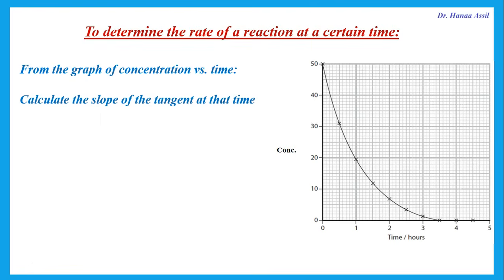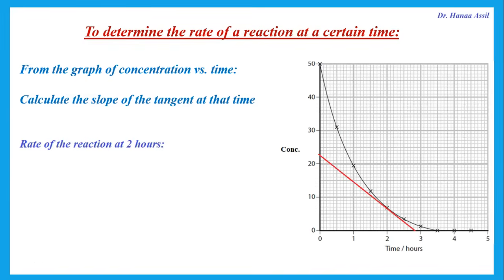To determine the rate of a reaction at a certain time, if I have the graph of concentration versus time, how do I determine the rate at a certain time? For example, I want the rate at 2 hours, then I draw a tangent at the graph at that time, and I obtain the slope of that tangent. That would be the rate at that specific time.